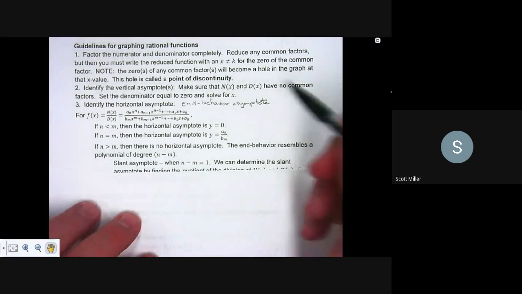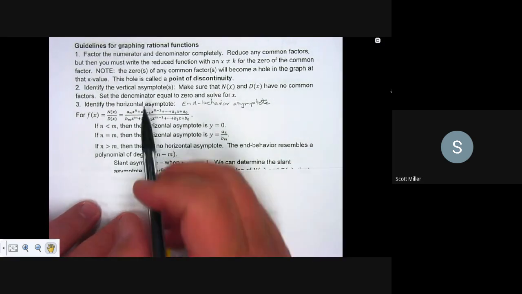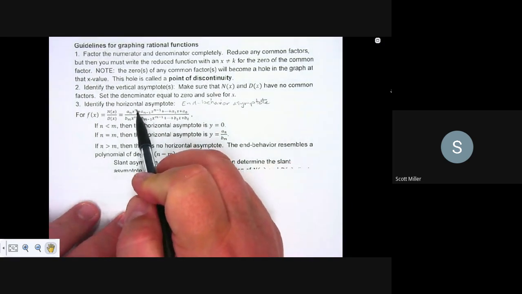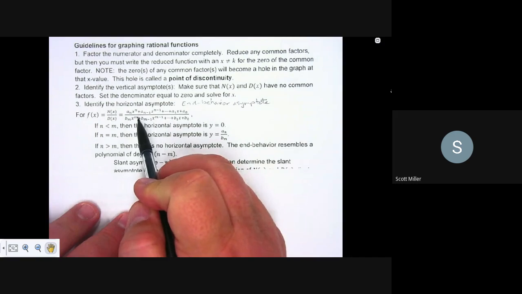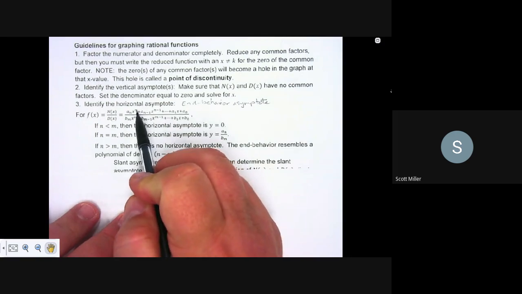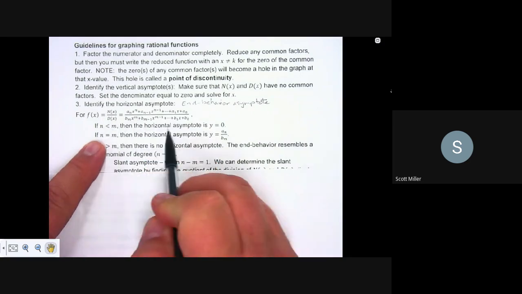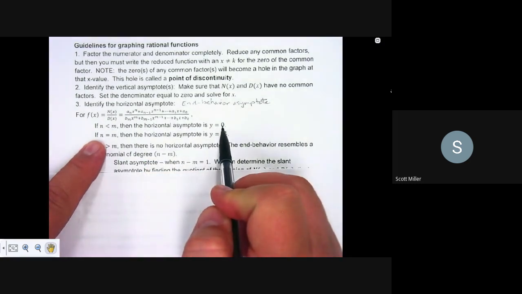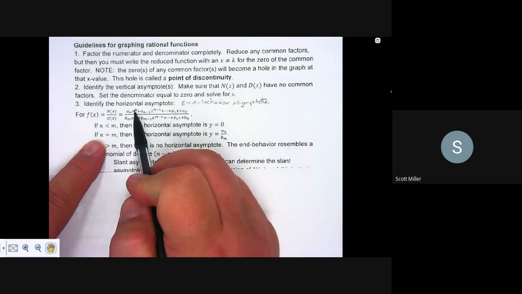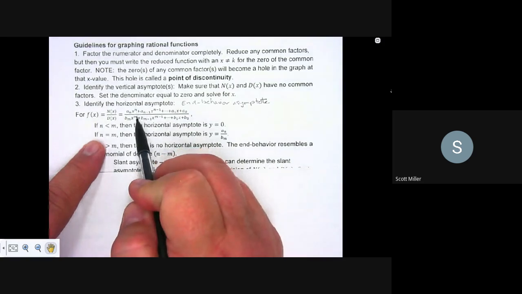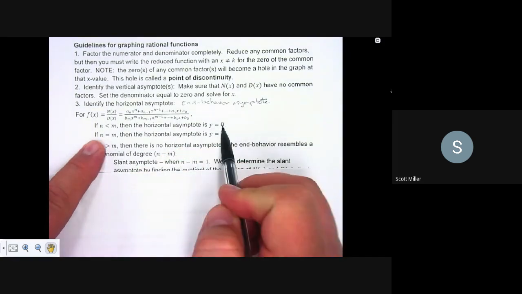So what you do for this one is very simple. You look at the degree of the numerator and the degree of the denominator. If the top degree is smaller than the bottom, you will have a horizontal asymptote at y equals 0. That means if the top degree is a 4 and the bottom degree is a 9, I know I have a horizontal asymptote at 0.